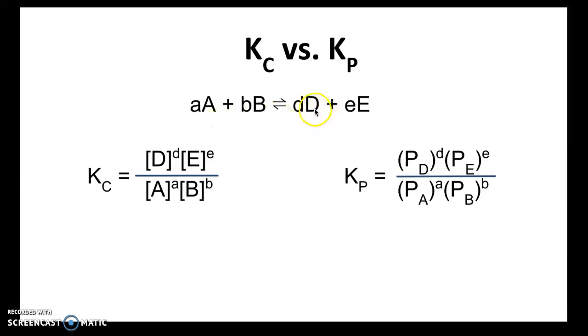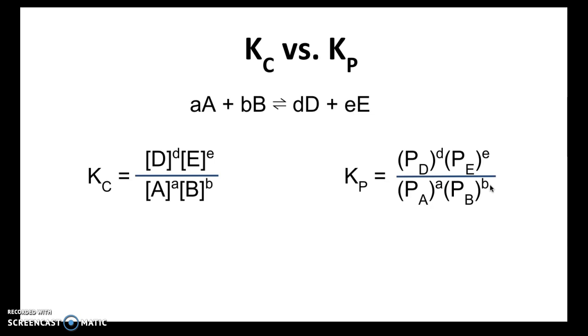So again, it's products over reactants. Instead of saying the concentration of D raised to the power of d, it's going to be the pressure of D raised to the power of d, the pressure of E raised to the power of e, all divided by the reactants, which are the pressure of A raised to the power of a and the pressure of B raised to the power of b. So it's pretty much the same thing, except no longer concentration. We're dealing with the pressures now.